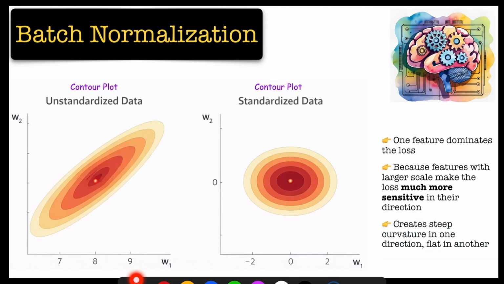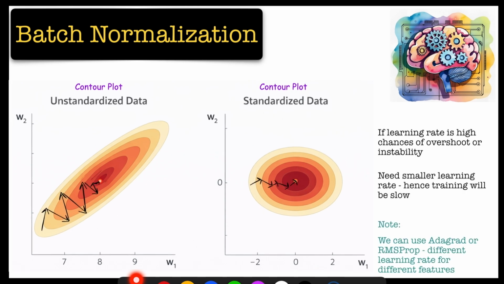So here I am showing the contour plot of unstandardized and standardized data. In the unstandardized case, you see we get an elongated curve like this. One feature dominates the loss because features with larger scale make the loss much more sensitive in their direction. So it creates a steep curvature in one direction, flat in another. But for the standardized case, we get a circular curve like this.